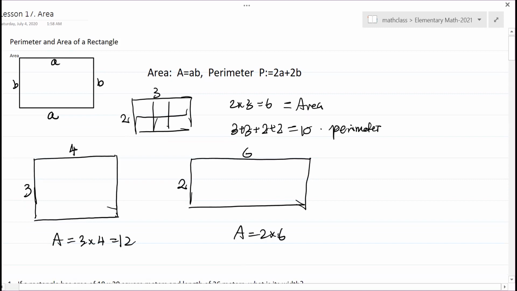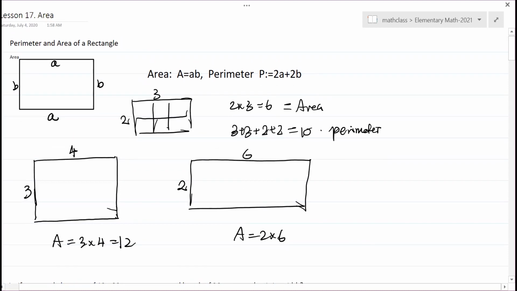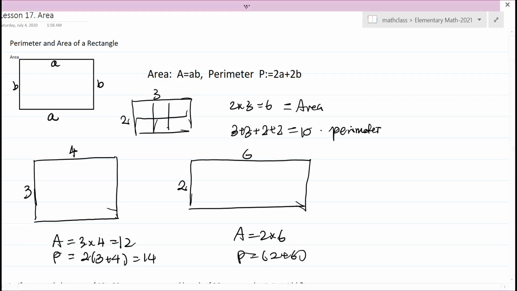If you are given these two pieces of cake, and one is longer and the other is shorter, they still have the same area, so the quantity is the same, if the thickness of the chocolate, for example, is the same. That's about area, but clearly the other one is longer. The perimeter of this one is going to be 3 plus 4 times 2, which is 14. It could be 14 inches, could be 14 feet. The other one is going to be 2 plus 6 multiplied by 2.